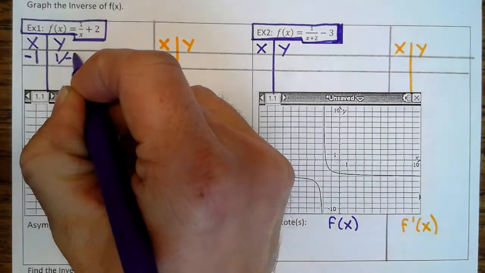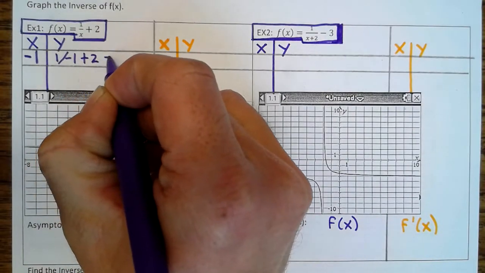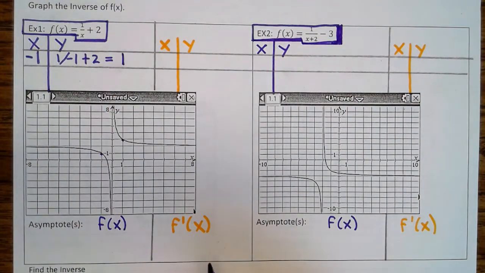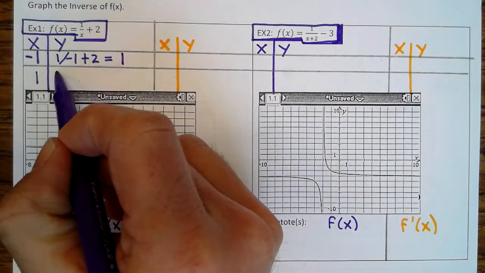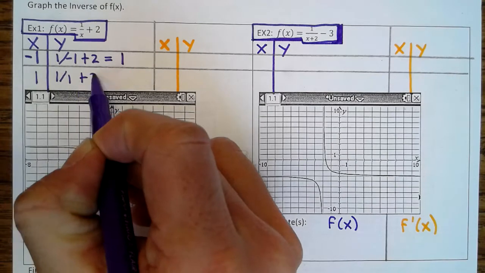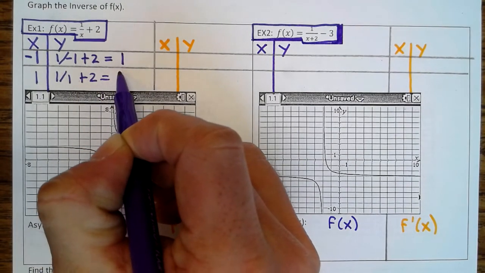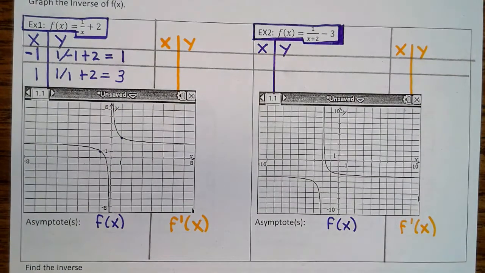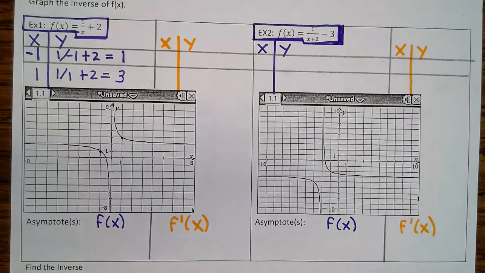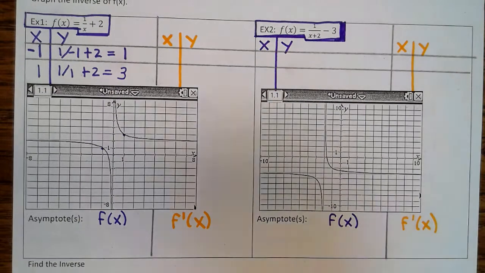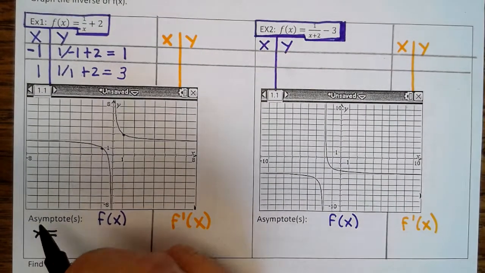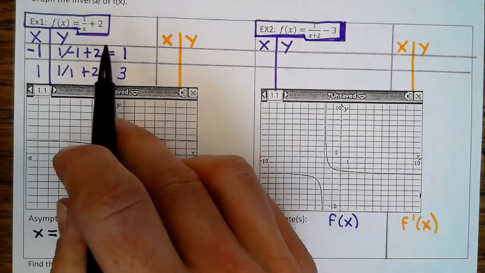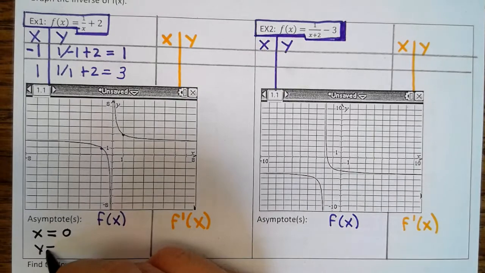1 divided by -1 plus 2 equals 1. And then when x is 1, 1 divided by 1 plus 2 equals 3. Okay? Now, before we graph those points, we want to understand our asymptotes. So x equals 0, because that 1 divided by 0 would be undefined. And it shifted up 2, so it's y equals 2.